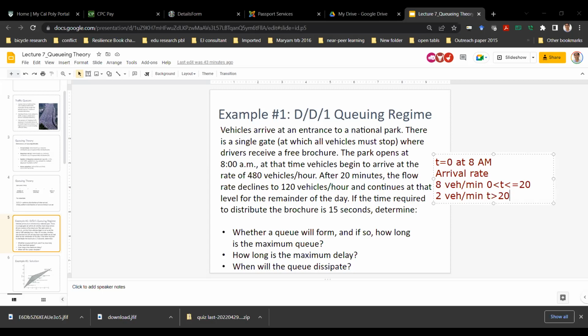Okay, can I write an equation in terms of time t, in terms of number of minutes since 8 o'clock, for the total number of arrivals as a function of time? So I wrote the arrival rates here, and I want to write the equation for number of arrivals in terms of time t. Can you tell me what that equation might look like? Number of arrivals as a function of t.